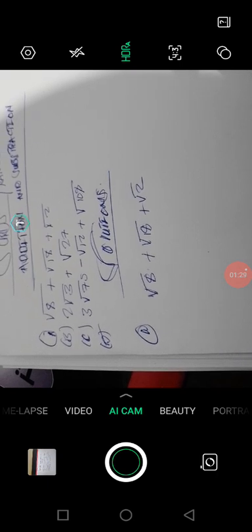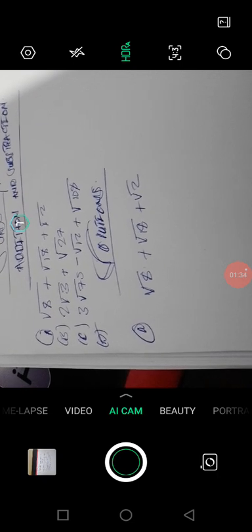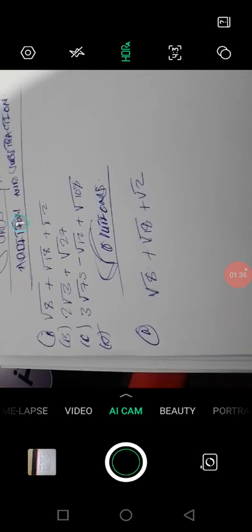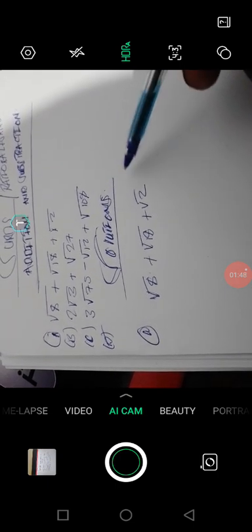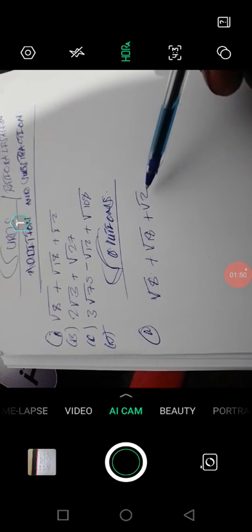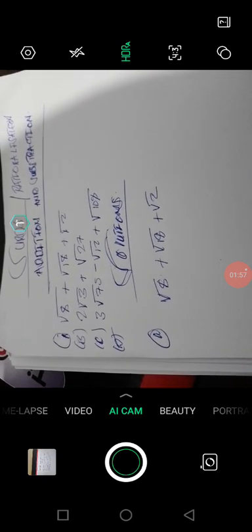Let me give you some key rules for addition and subtraction. When you are doing addition and subtraction of surds, please make sure that the numbers under the root are the same, regardless of any other number provided to you. For instance, the smallest number under the root is 2, so that smallest number has to be 2.